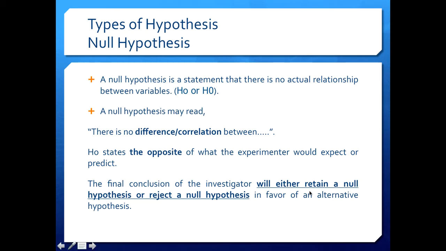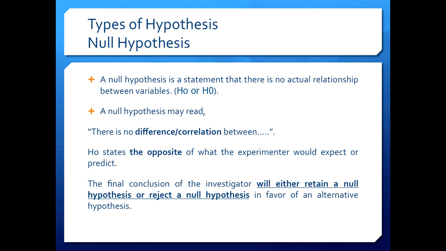So in the end, the final conclusion of the researcher or investigator will either retain, that is agree to, the null hypothesis, or reject the null hypothesis. Most quantitative researchers love to have the second one, reject the null hypothesis, because it is the one that is not expected. So the null hypothesis should begin with the words "there is no", and then it says the opposite of what we expect or predict.